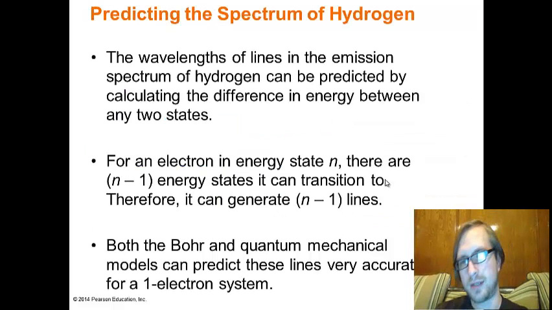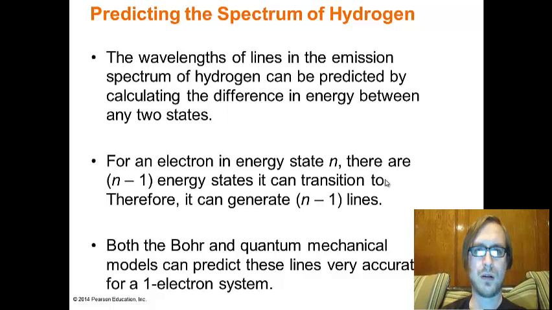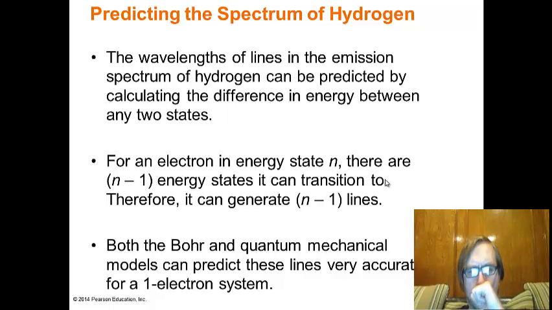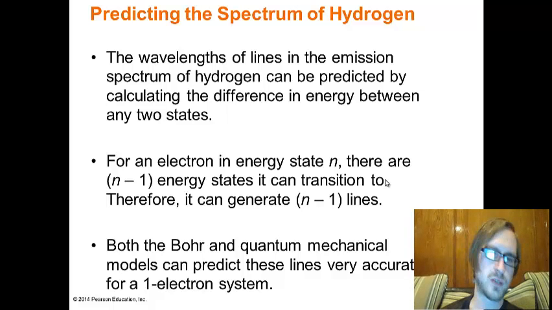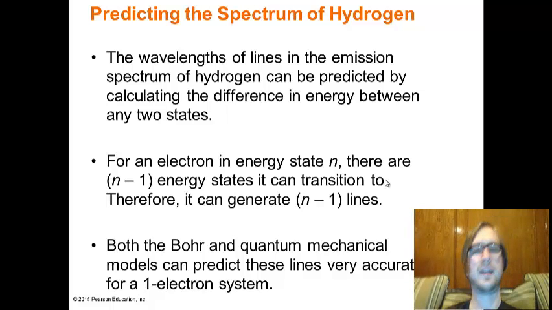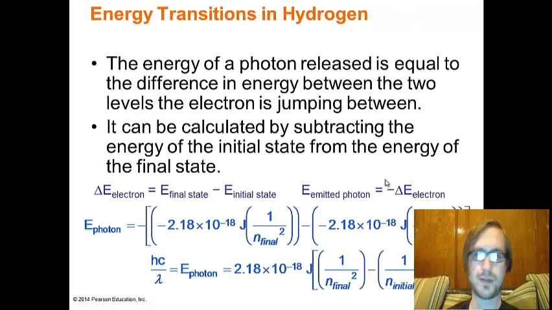So we can calculate, using our laws of quantum mechanics, to predict all the wavelengths of all these different things. So for an electron in energy state n, there are n minus 1 energy states to drop to. And that's how many lines that electron could generate. The Bohr and the quantum mechanical model predict these lines very accurately for a one electron system. Albeit we don't always have one electron. So one electron system, we're really talking about hydrogen.